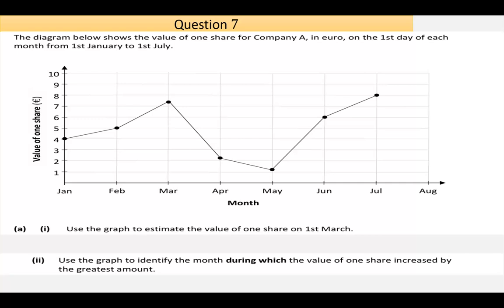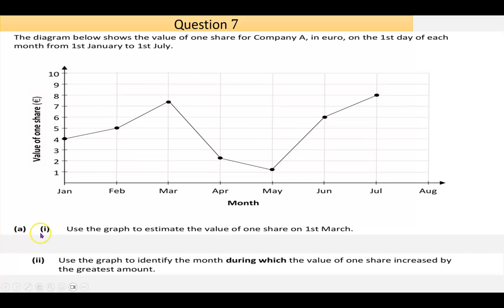So the diagram below shows the value of one share for company A in euros on the first day of each month from the 1st of January to the 1st of July. So we see here on the y-axis is the value of one share, and on the x-axis is the months. So as time progresses, the share price goes up, up, down, down, up, up. Okay, so there's a decent spread.